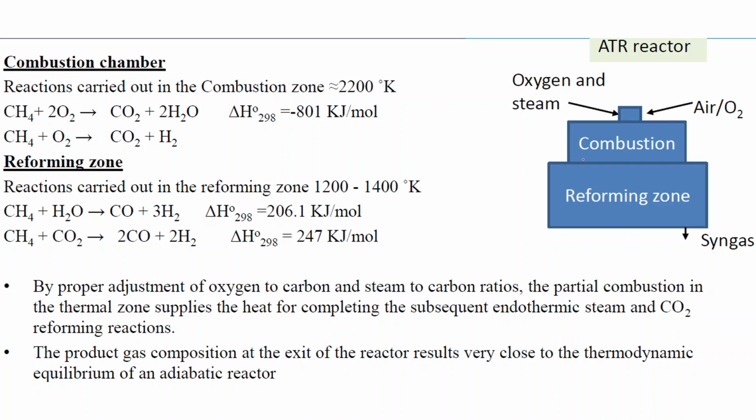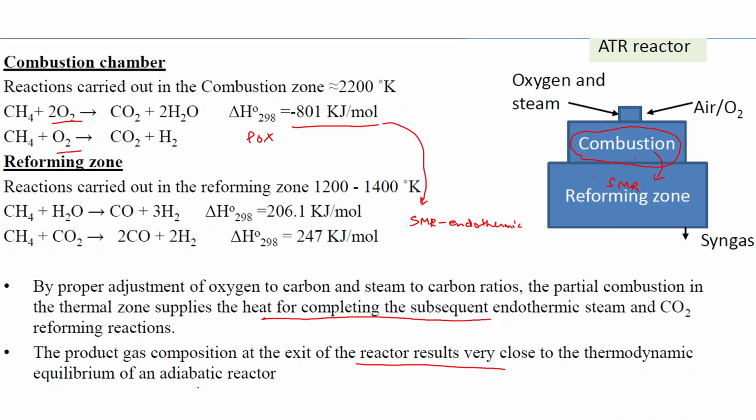So basically, there are also two zones in an ATR reactor. The first one is the combustion zone, where the POX reaction takes place. Basically, the partial oxidation reforming takes place in the presence of oxygen, as we have studied earlier. So here, combustion takes place. As we can see, this is an exothermic reaction. So this heat is further used in the SMR reaction, as we know that the SMR reaction is endothermic, so it requires external heat. This heat is provided by the heat released by the POX reforming reaction. So here the POX reforming reaction takes place, and here the SMR reaction takes place, and the heat released here will be used here. So by proper adjustment of oxygen to carbon and steam to carbon ratio, the partial combustion in the thermal zone supplies the heat to the SMR reaction. The product gas composition at the exit of the reactor comes very close to the thermodynamic equilibrium of an adiabatic reactor.